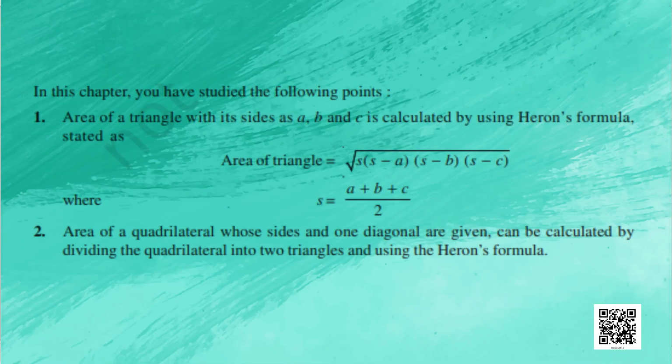So, children, in this chapter, you have studied the following points. Area of a triangle with its sides as a, b and c is calculated by using Heron's formula, stated as area of triangle is equal to square root of s multiplied by s minus a multiplied by s minus b multiplied by s minus c, where s is equal to a plus b plus c upon 2. And area of a quadrilateral whose sides and one diagonal are given can be calculated by dividing the quadrilateral into two triangles and using the Heron's formula.